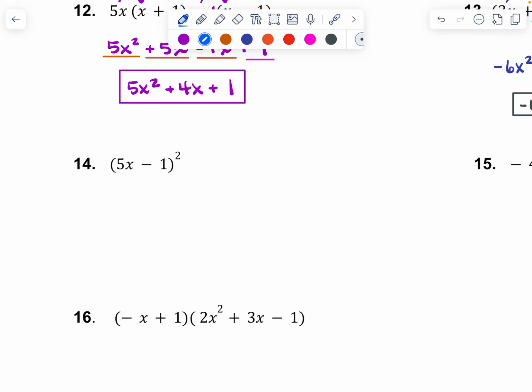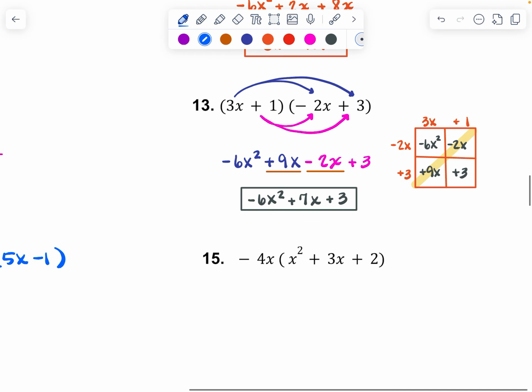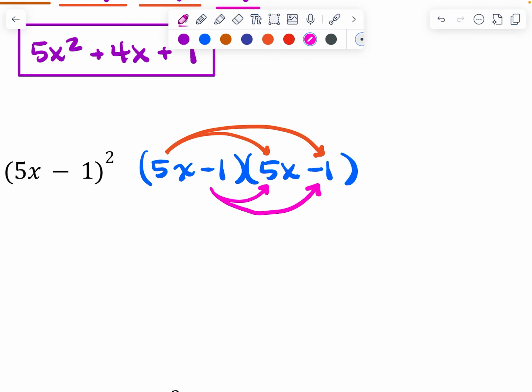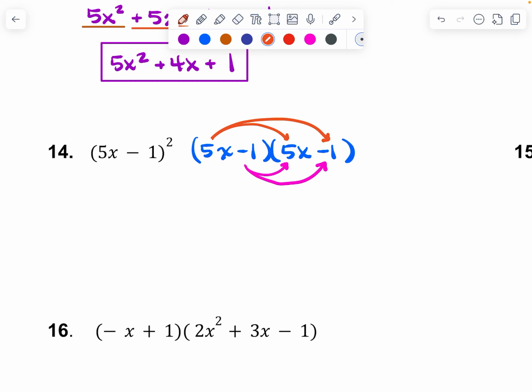So you are responsible for being like, oh, this square means I'm multiplying a 5x minus 1 times itself. And you must write it out twice. And then you are literally right back to what we just did on number 13. Recognizing that you have a parenthesis times another parenthesis. So every term in the first parenthesis must get multiplied by every term in the second parenthesis. So we're double distributing, or of course you can do the box method. Either way is great with me.